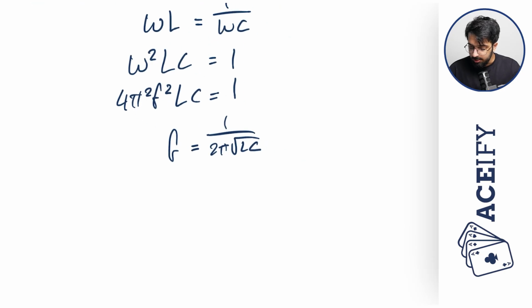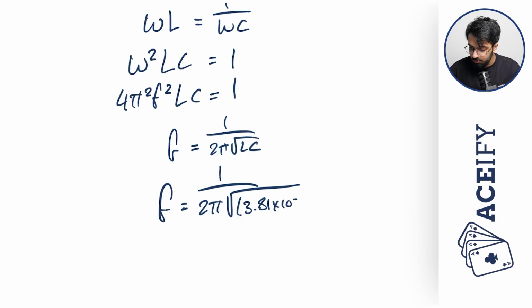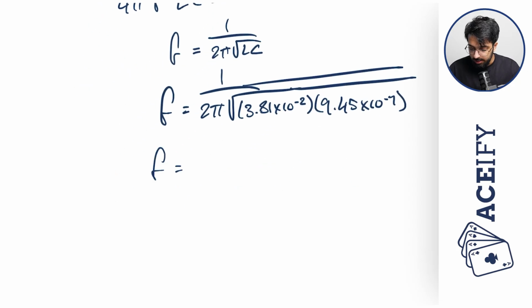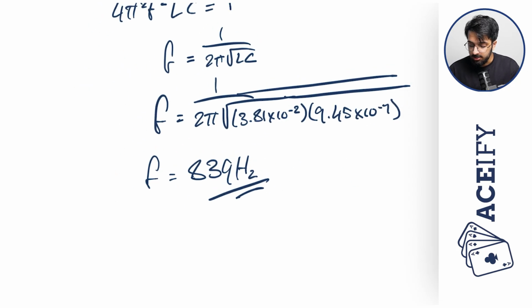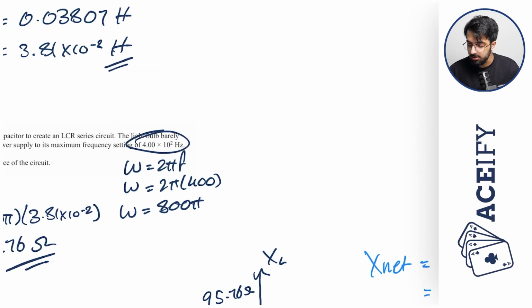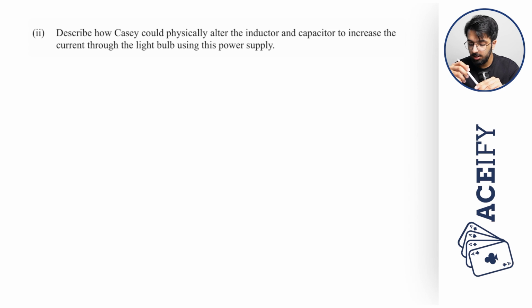We know our inductance and we know our capacitance from previous parts of this question, and so we can simply plug in our numbers. We get 1 all over 2 pi multiplied by the square root of 3.81 times 10 to the negative 2 multiplied by 9.45 times 10 to the negative 7, and this is all equal to 839 Hertz. Alright, and so as you can see, this is much higher than the maximum frequency of the circuit of 400 Hertz.